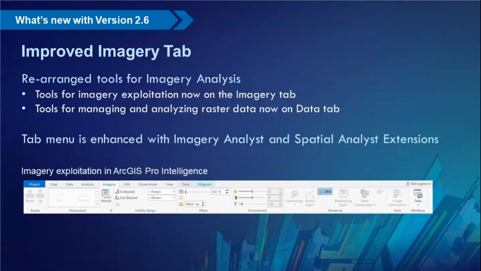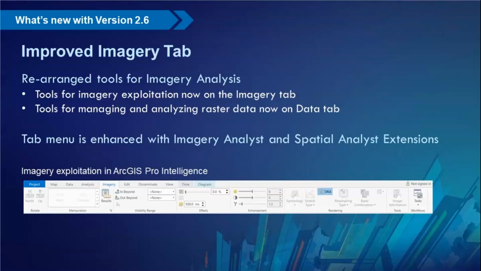Also, the imagery tab has been improved at 2.6. We have rearranged tools for imagery analysis and also improved our imagery support. The tools for imagery exploitation are now on the imagery tab, and the tools for managing and analyzing raster data are now on the data tab. So a few changes, minor, but there are a lot more tools available if you have the imagery analyst extension and the spatial analyst extension. Your menu will have more tools depending on which extension you have.